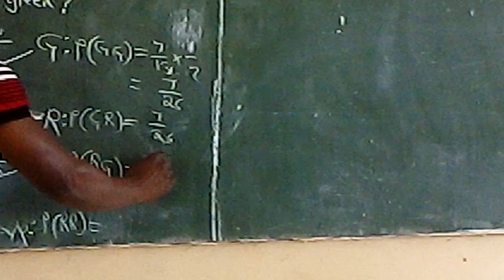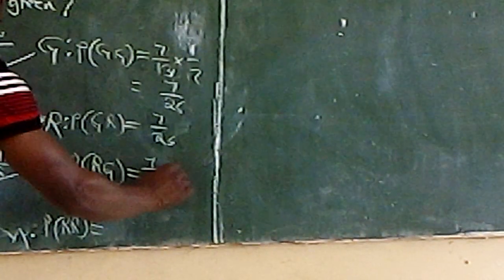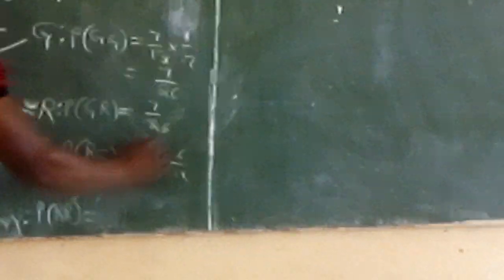So see that here, 6 out of 13 times 7 out of 12, observe. If you divide diagonally, we see that 6 into 6 is 1, 6 into 12 is 2, 7 by 1 is 7, so 13 times 2, that's 26. So this is just the same here. Then let's go to the last one, which is RR.